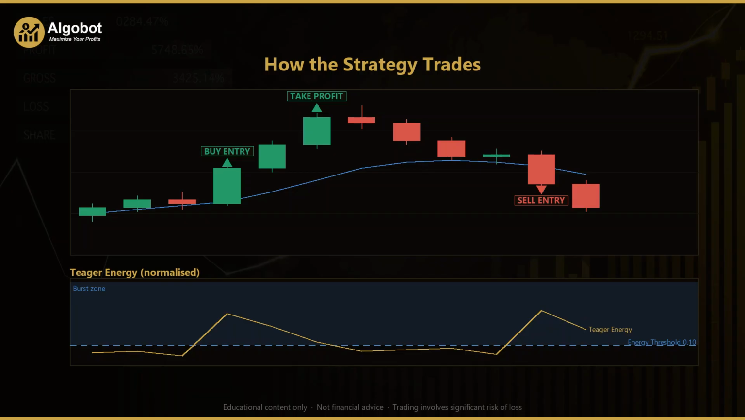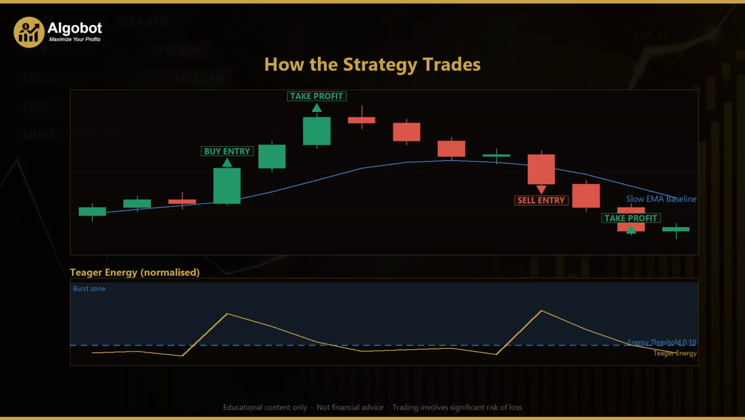Then the second ignition arrives, this time to the downside. A strong bearish candle breaks lower, and the gold energy line spikes back up through the threshold into the burst zone. That's another fresh burst. Here the oscillator is negative and expanding downward while the baseline slopes down, so the short conditions are satisfied and the sell entry marker prints. The stop loss sits 1 ATR distance above the entry, and the take profit target is placed twice that distance below. From there, price follows through.